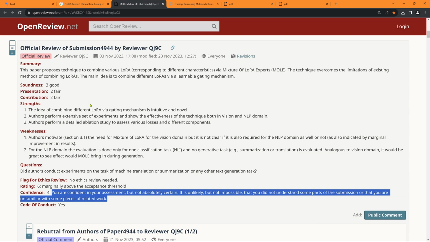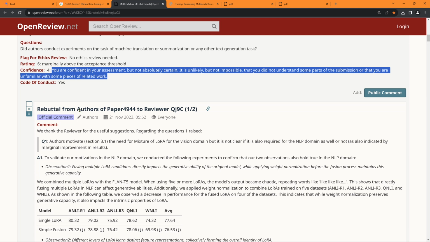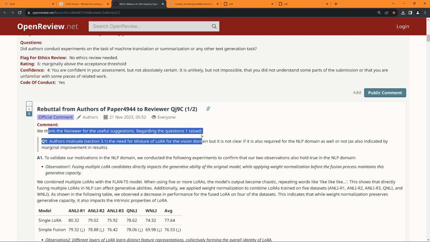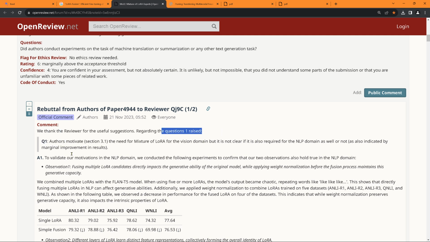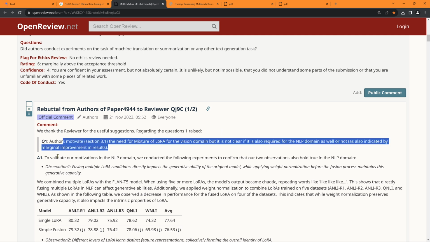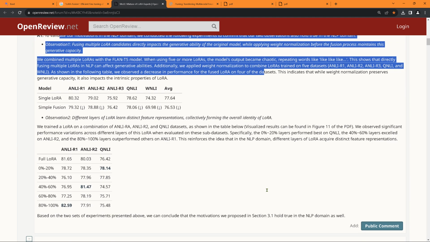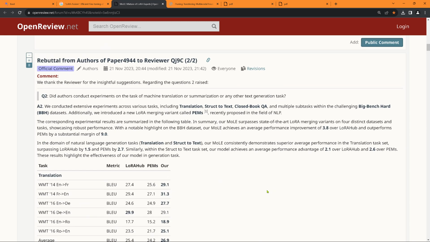And you ask a question and then the authors can reply to you. And the authors say, hey, thank you. We thank the reviewer for the suggestion. Regarding your first question, this is my answer. To validate our motivations, we conducted the following experiment. And they give you a detailed answer.